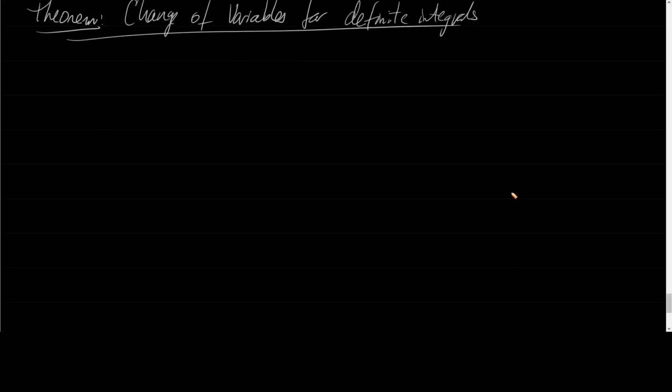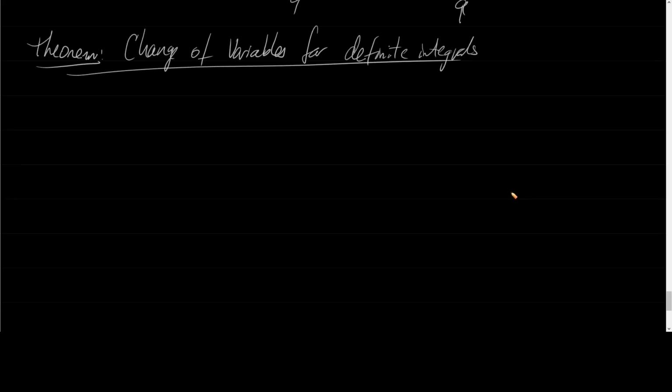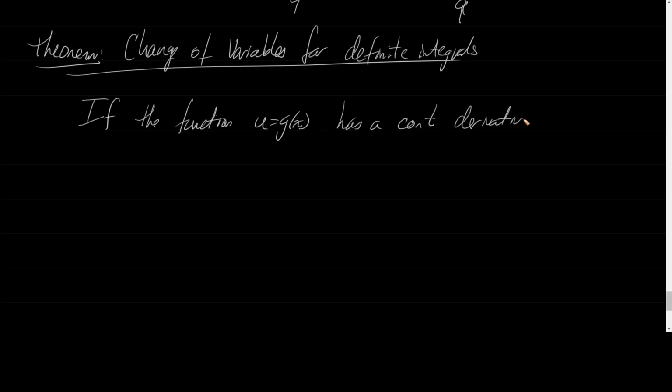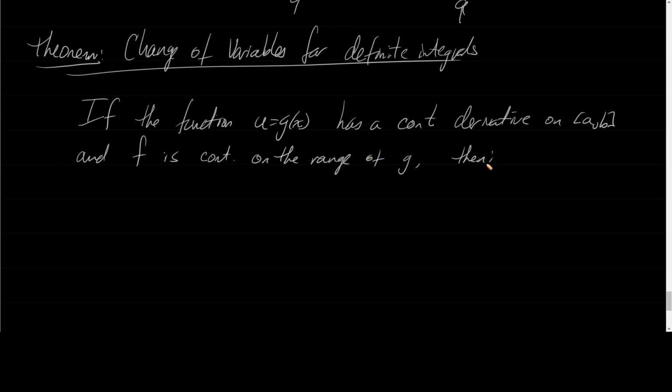Alright, so this is what the theorem says, right? It says if the function u equals g of x has a continuous derivative on the closed interval from a to b, and f is continuous on the range of g, then we get the following.